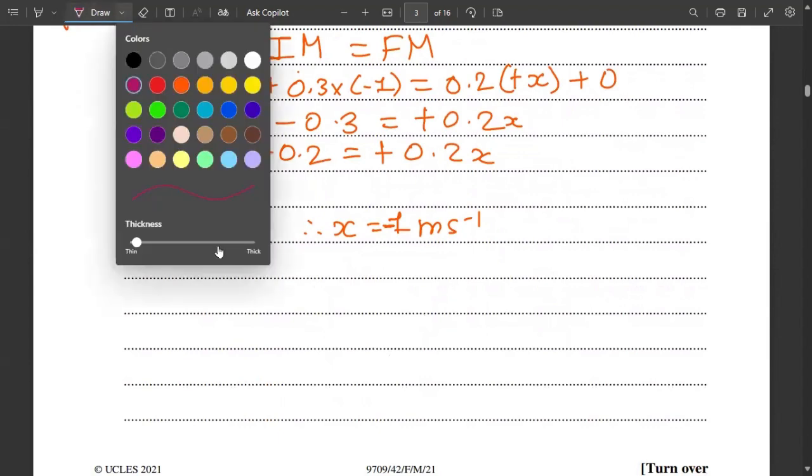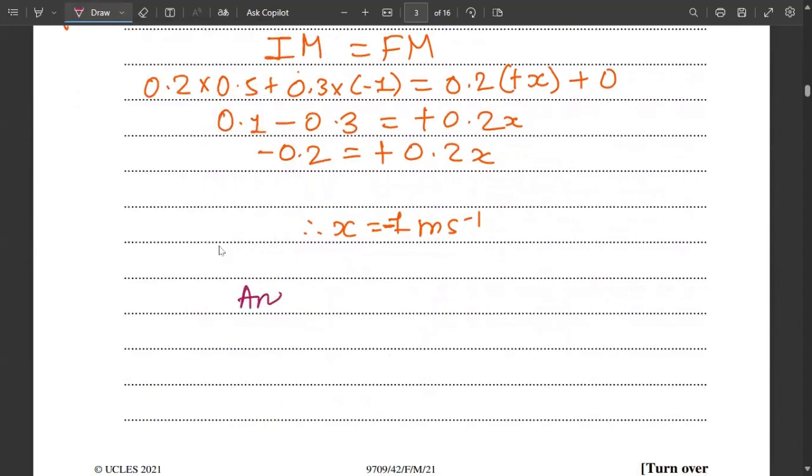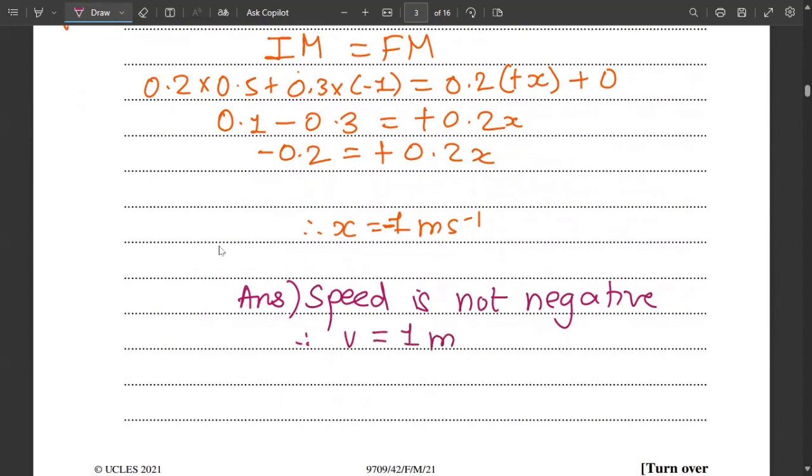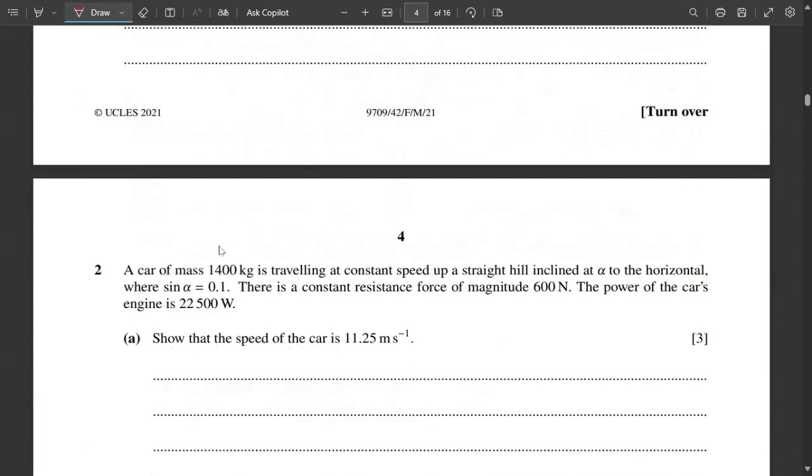So the final answer you will write is that speed is not negative. Therefore, speed equals 1 meter per second. And that's your final answer. I mean, speed is 1 meter per second, not velocity. Let's move to the second question.